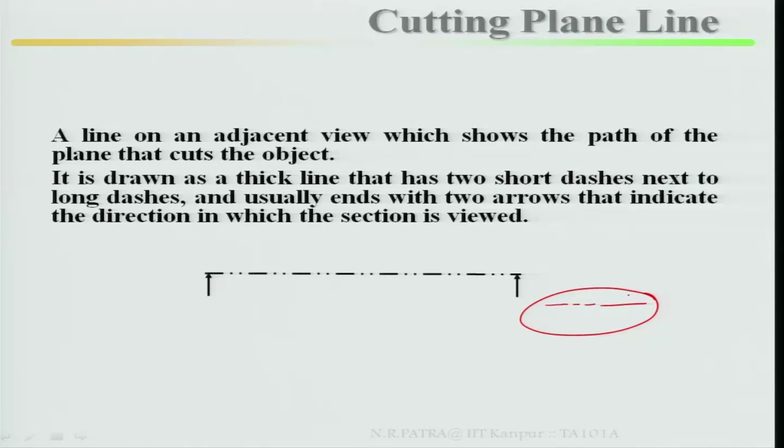It has its own meaning. If I show this, it means the object has been sectioned or cut in that line or in that plane. Once I show this arrow, this arrow means the object has been cut or sectioned in this way. Forward, if I show this arrow in this way, the object has been cut in the downward direction.